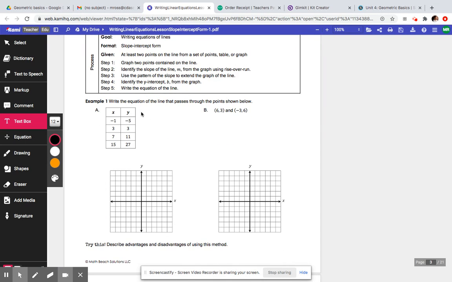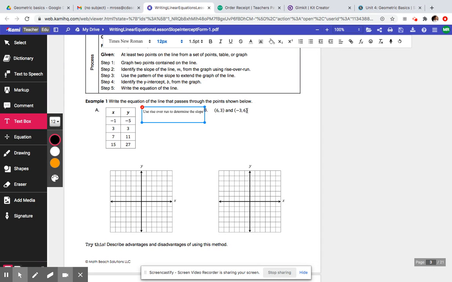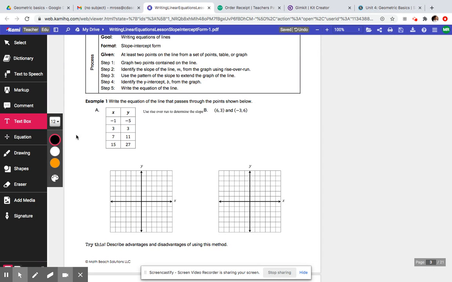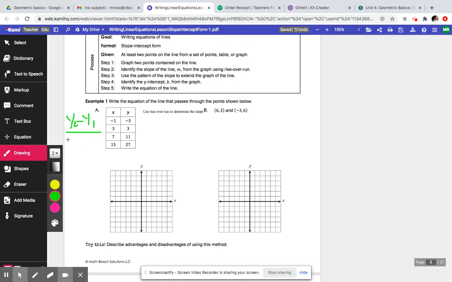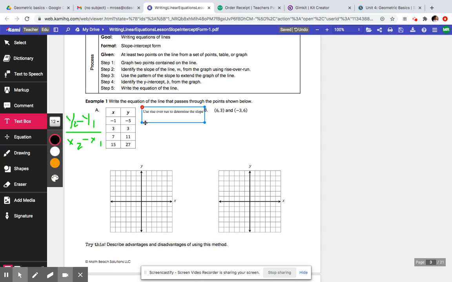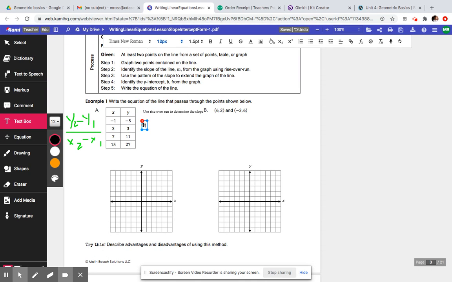Let's look at this first example. Our first step is to use rise over run to determine the slope. Remember the equation I taught you: y2 minus y1 over x2 minus x1. I'm going to choose 2 of these points and plug them into this equation, and my slope will come out to be m equals 2. That's our slope.